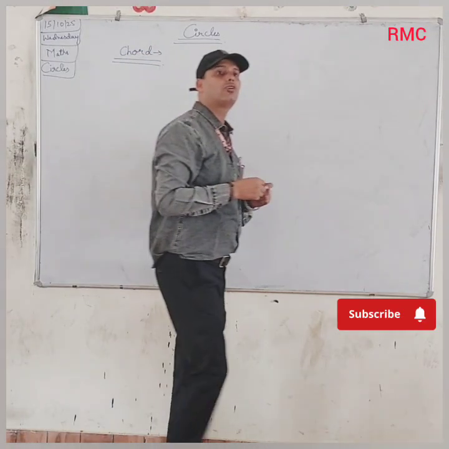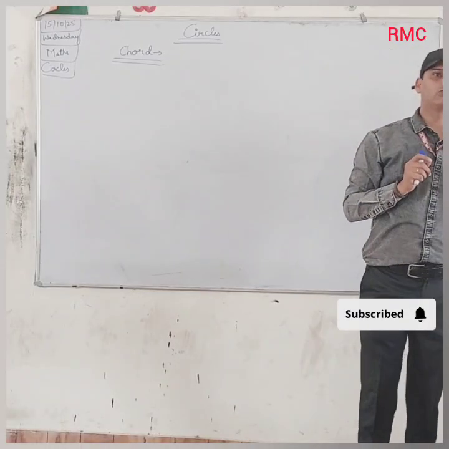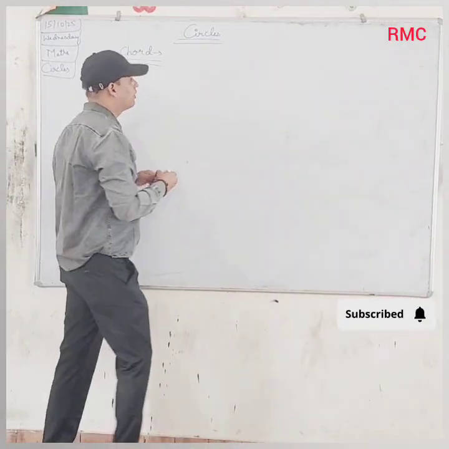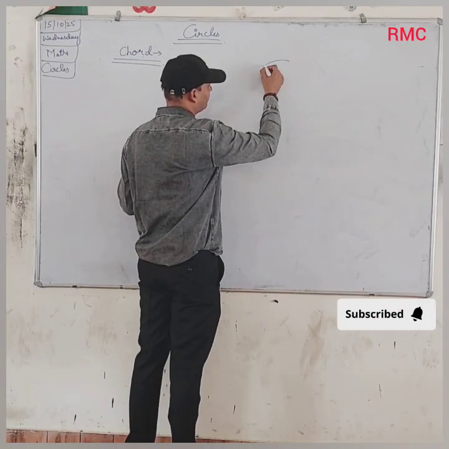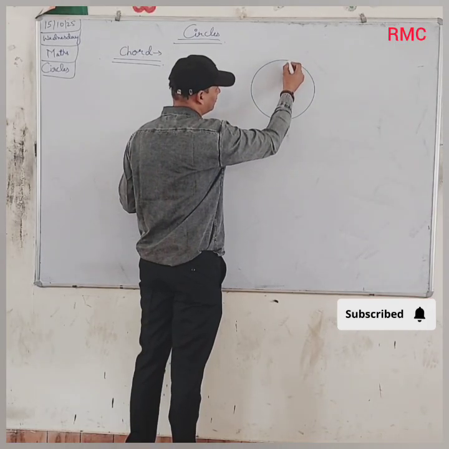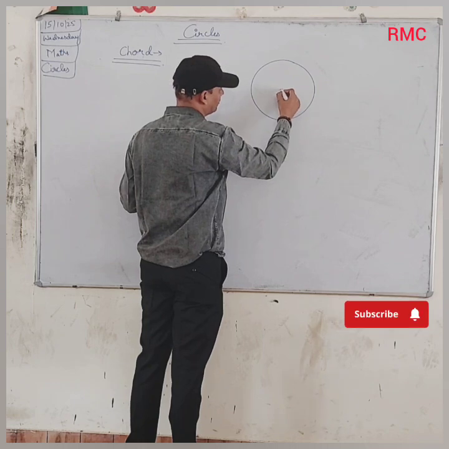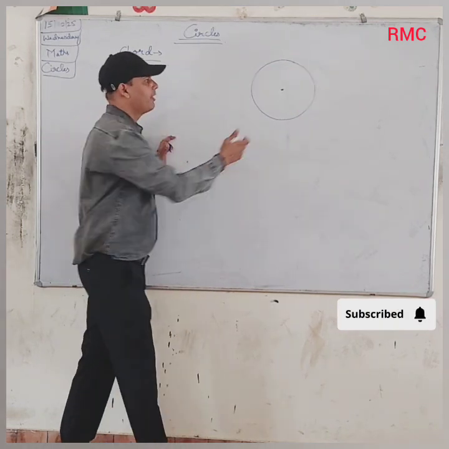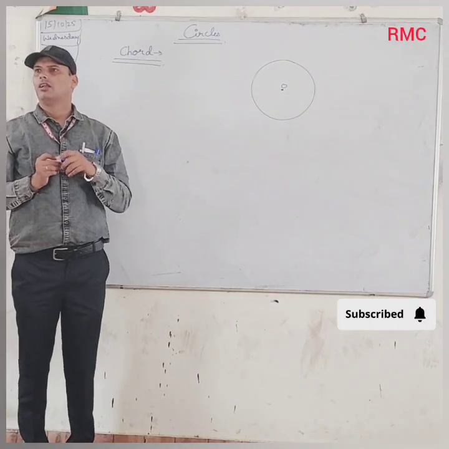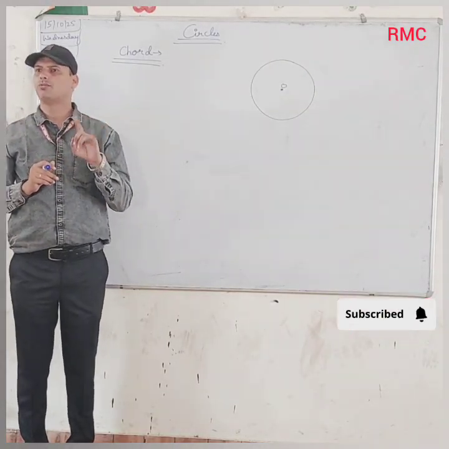The next point is chord, C-H-O-R-D, chord of a circle. Clear? So what is the chord? Listen. Suppose that this is a circle and we are taking 2 points.